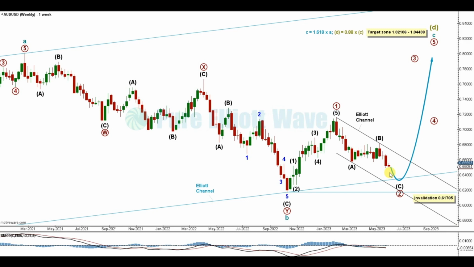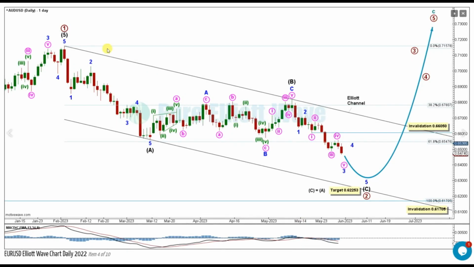On the daily chart, we're going to take off from the top of primary 1, and we'll look at this ABC structure in a little bit better detail. Here we have the top of primary 1, the ABC structure for primary 2. Intermediate A subdividing minor 1, 2, 3, 4, 5. Very clean impulse. Intermediate B subdividing as an A, B, C flat. And then intermediate C subdividing 1, 2, 1, 2.